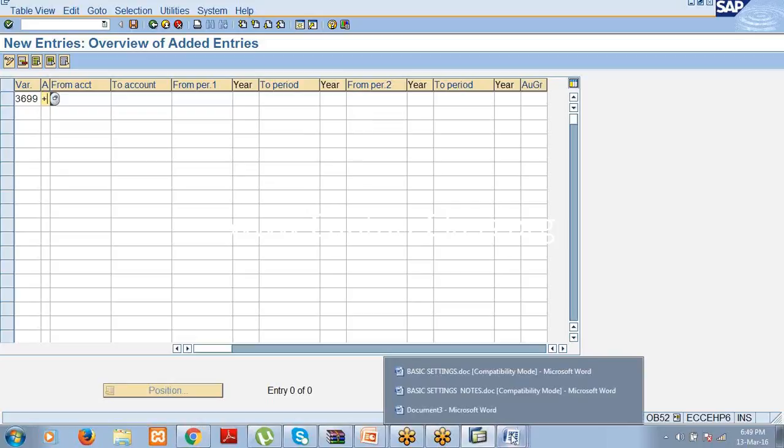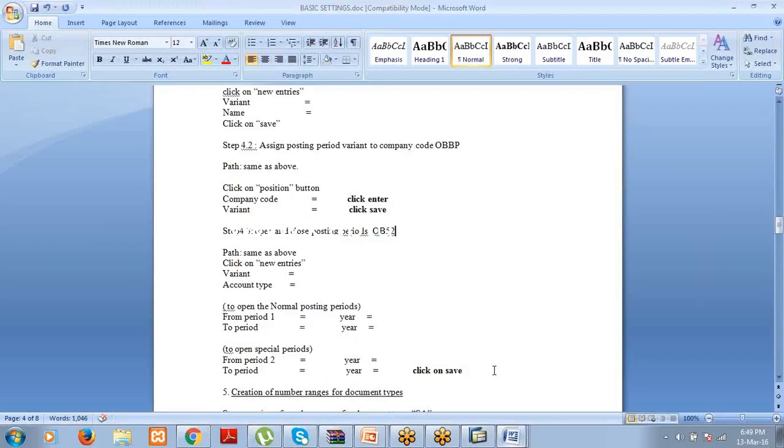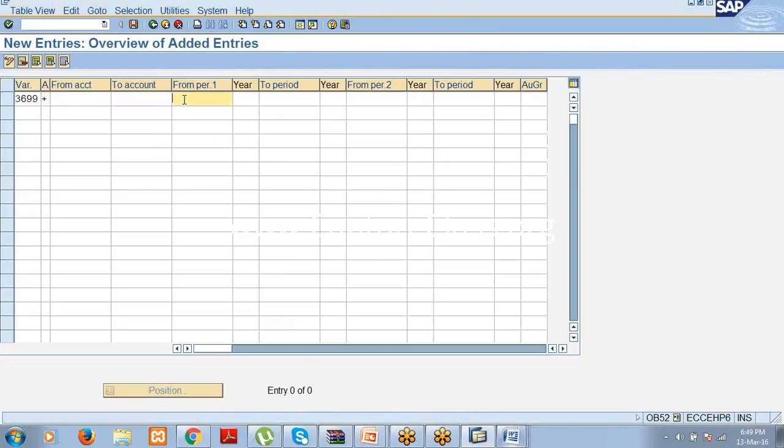Now, here we have two types of posting periods, right? Normal posting periods and special posting periods. The normal periods and special posting periods are to be opened separately. First, in order to open the normal periods, from period 1 is equal to 1, year is equal to 2016, to period is equal to 12, year is equal to 2016.